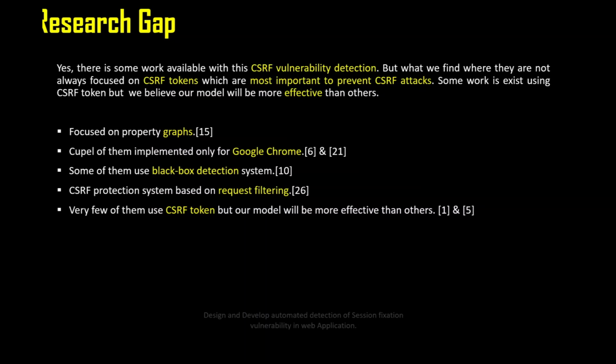What we found by reviewing those papers is that most of them focused on property graphs, and a couple of them implemented the prevention system or detection of the CSRF attack using Google Chrome. Even though they implemented some extensions as well, some of them use a black box detection system, a CSRF protection system based on request filtering. It's interesting, but very few of them used the CSRF token. But our model will be more effective, as we mentioned earlier, because we will add some new features and a new way of finding the vulnerability, which will be more effective.